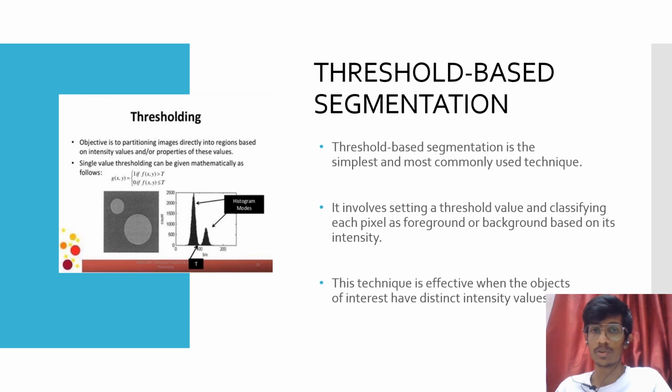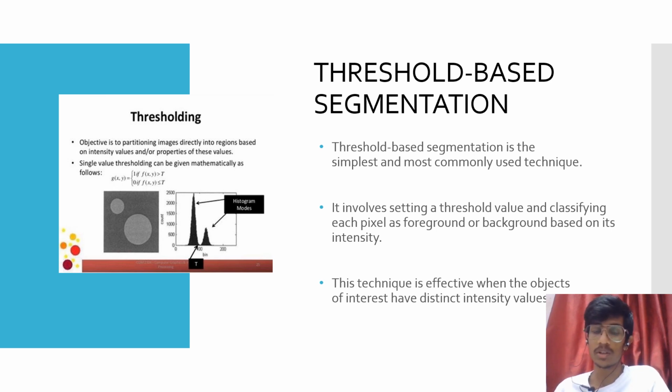So we'll be going through what threshold-based segmentation is in depth. Threshold-based segmentation is the simplest and most commonly used technique. As I said, if there is more intensity in some part of the image, it separates the image based on the pixel intensities. It involves setting a threshold value and classifying each pixel as foreground or background based on its intensity. This technique is effective when the objects of interest have distinct intensity values.